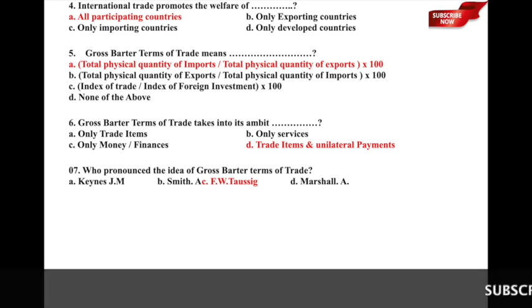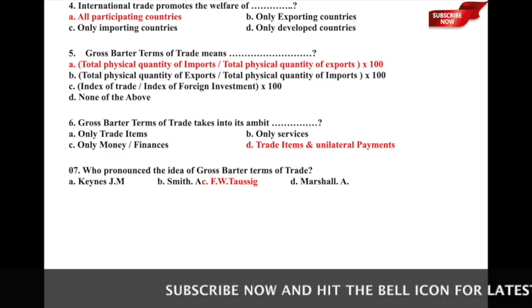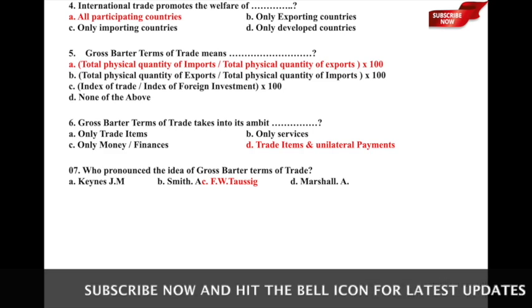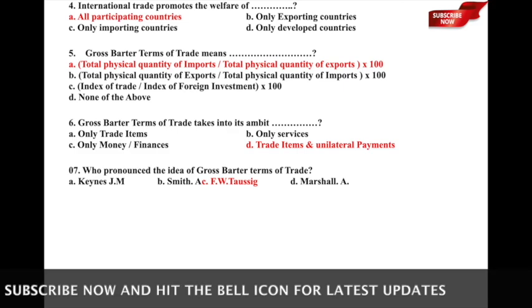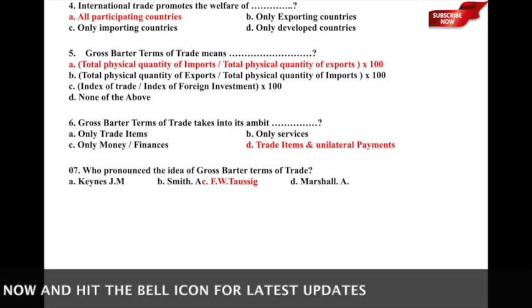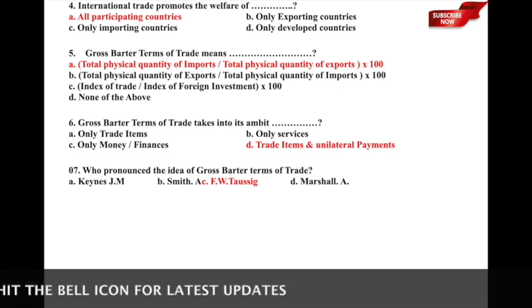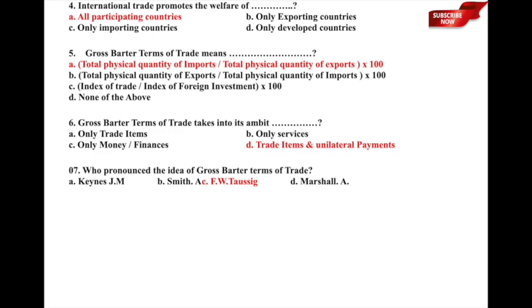The first is only trade items, second is only services, the third is only money or finances, and last is trade items and unilateral payments. So, here the correct answer is option D, trade items and unilateral payments. That means gross barter terms of trade takes into its ambit trade items and unilateral payments. So, therefore, option D is the correct answer to this particular question. I hope that is clear.